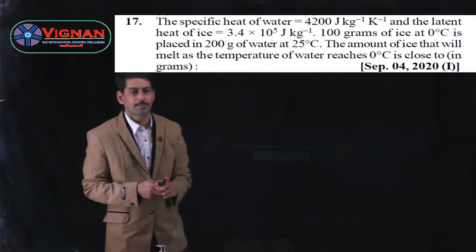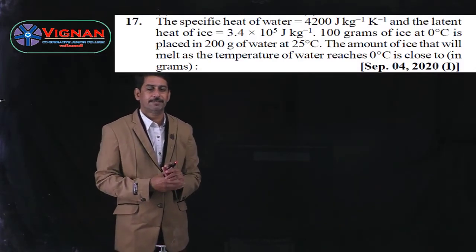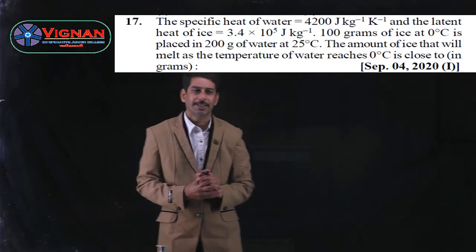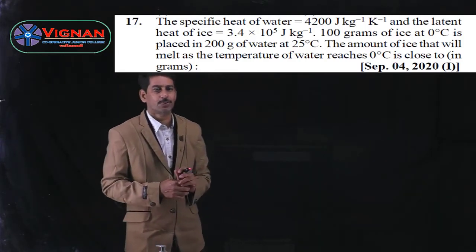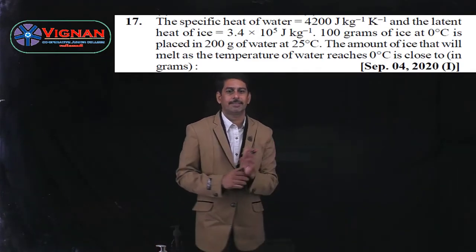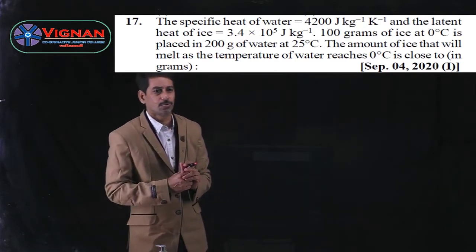This is the next problem. The specific heat of water is 4200 joule per kg Kelvin and the latent heat of ice is 3.4 into 10 to the power 5 joule per kg. 100 grams of ice at 0 degrees centigrade is placed into 200 grams of water at 25 degrees centigrade. The amount of ice that will melt as the temperature of water reaches 0 degrees is close to how many grams.